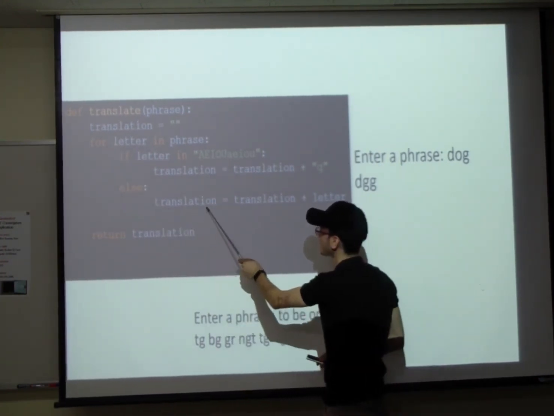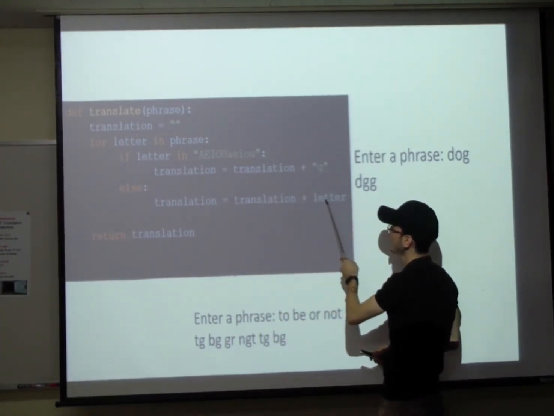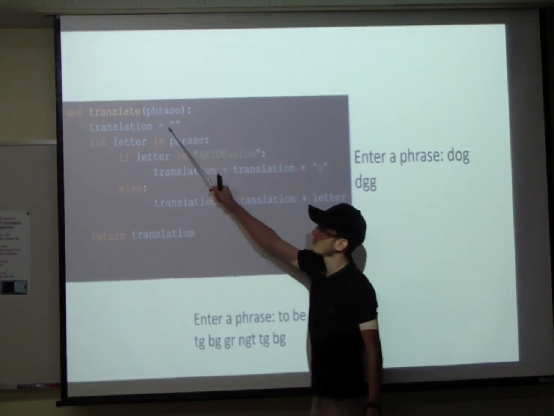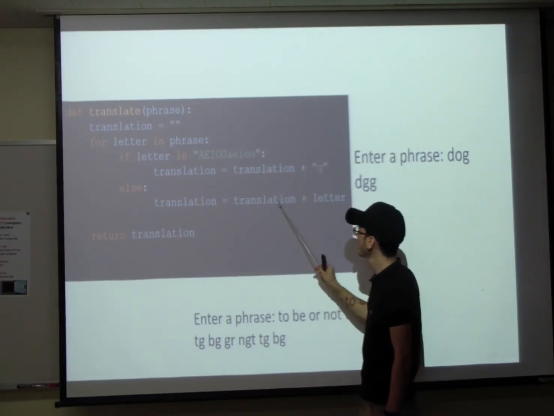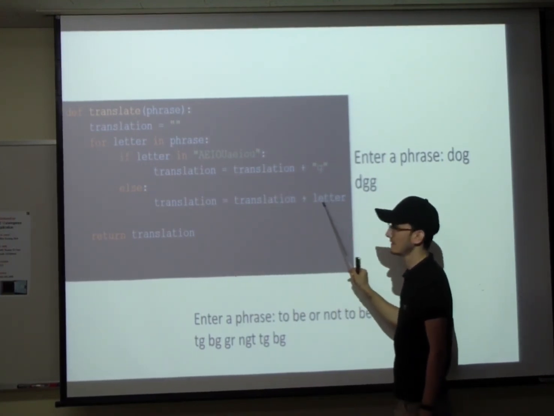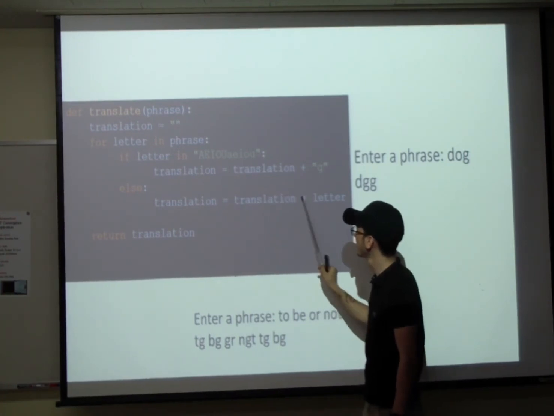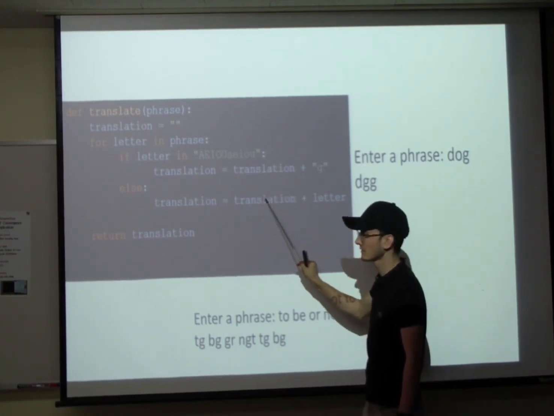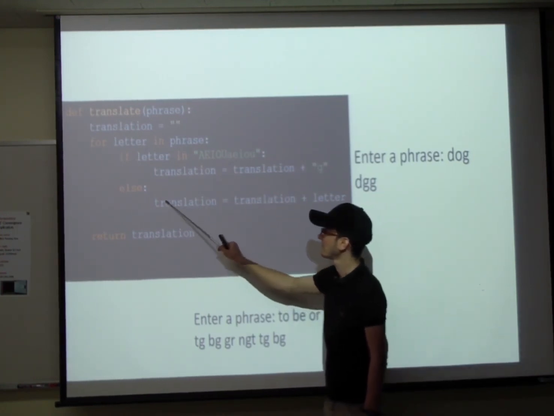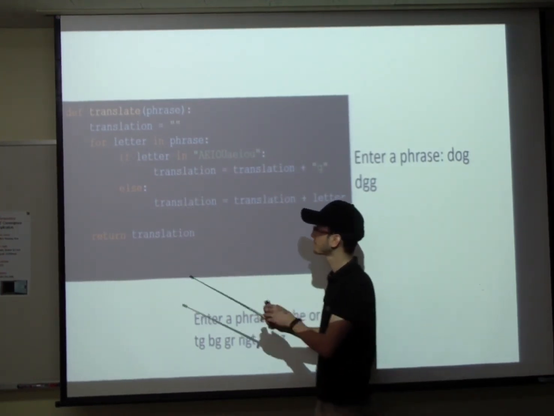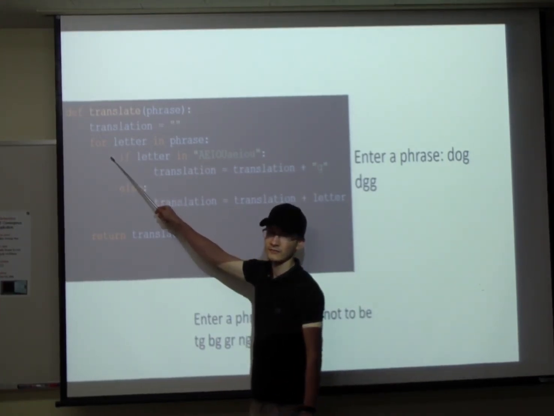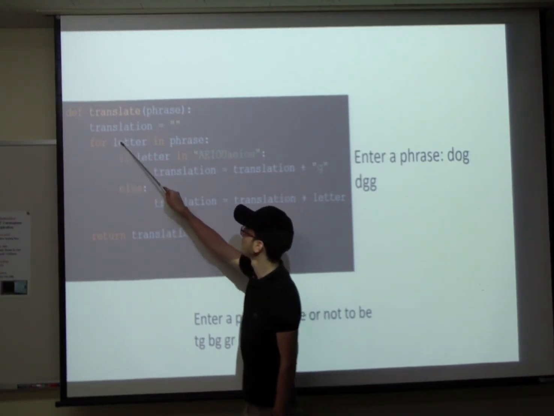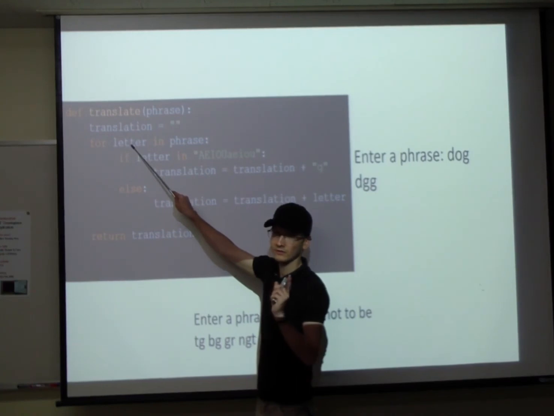Else block: translation equals translation plus letter. Our translation is an empty string. Empty string plus letter D. Now D comes here. Now translation takes D. Our for loop hasn't finished. Now this letter takes O, the second letter of dog.